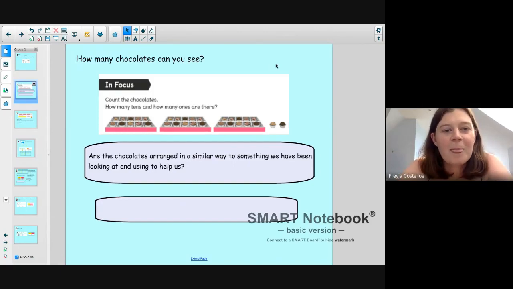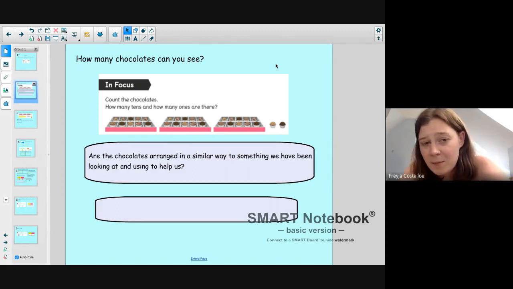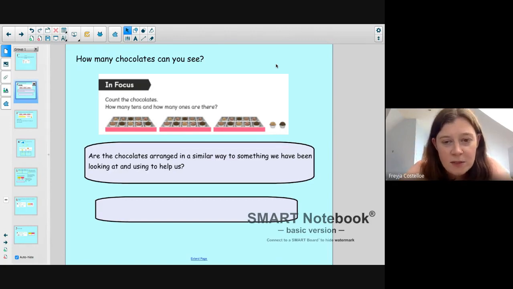Now, have a look here. How many chocolates can you see? Have a look for me. Count them up. How many are in each box? How can you count them? What methods can you use? Right. If you've counted them now, I'd like you to tell the person you're with how many chocolates you can see.